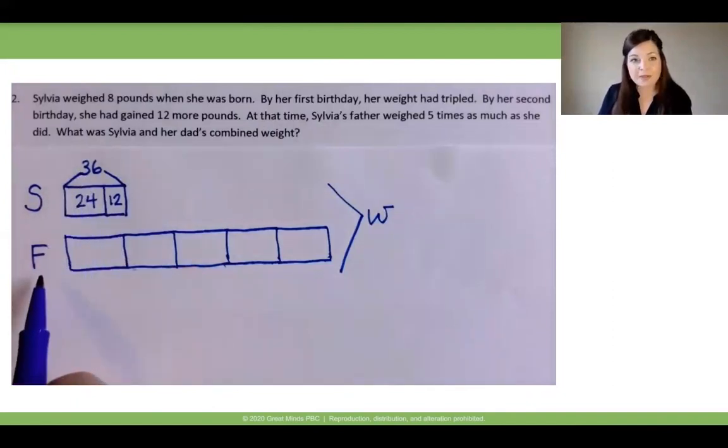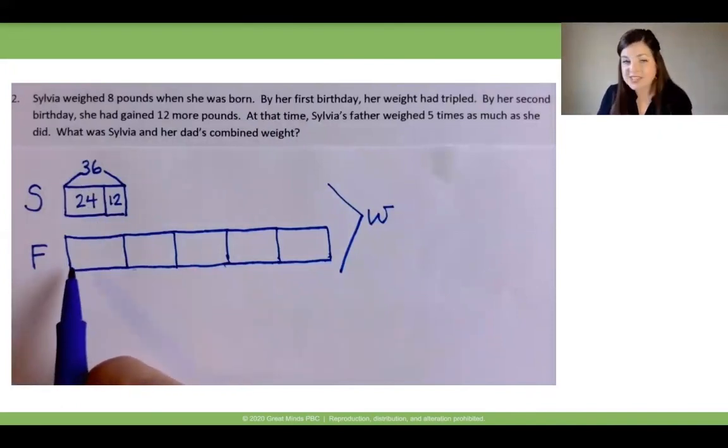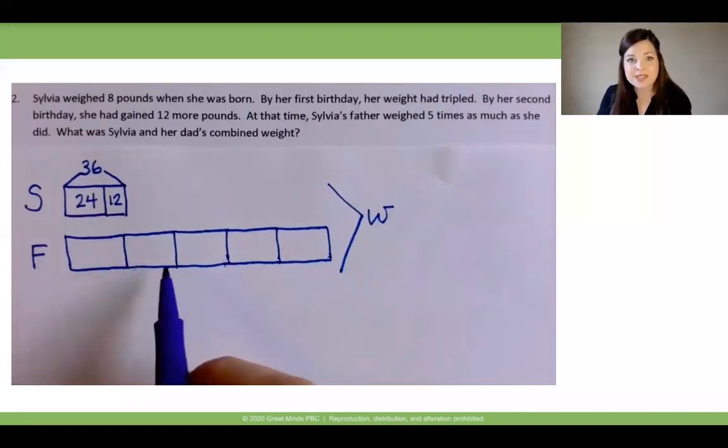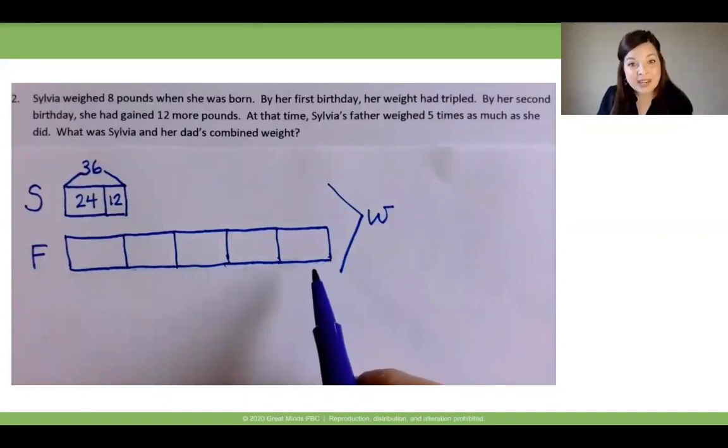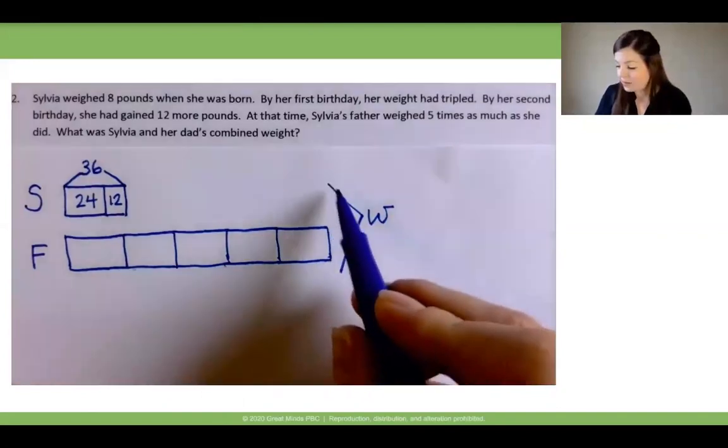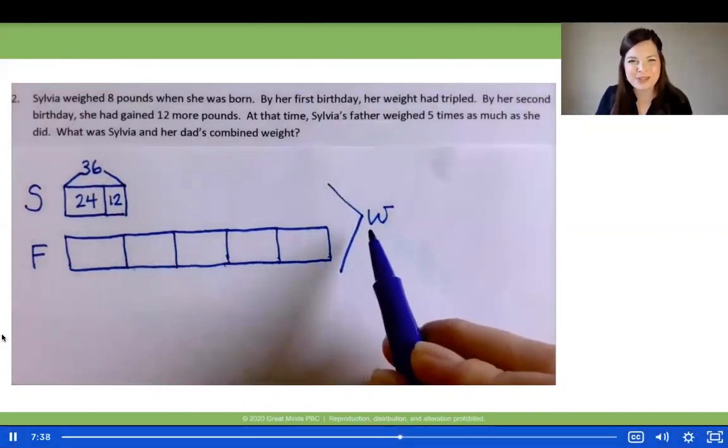Then we have a tape that represents her father's weight. Her father weighed 5 times as much as she did, so we can see 5 units the same size as Sylvia's. And we're looking for their combined weight, and we can see that represented here with the variable W.